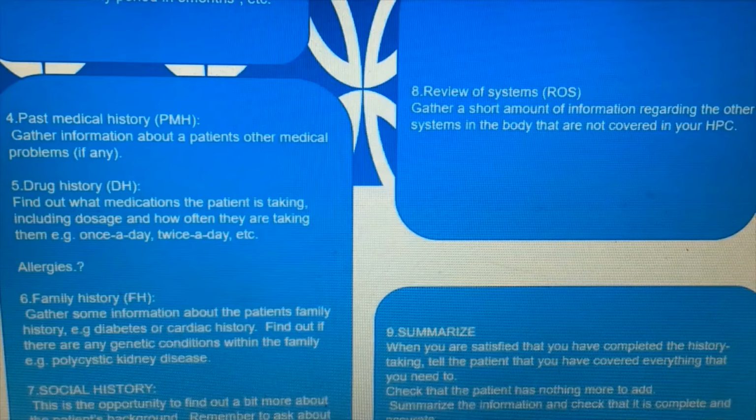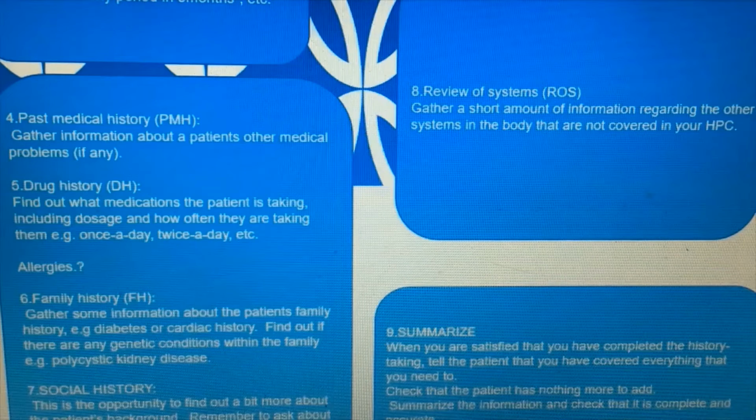Then move on to drug history. Here you have to find out what medication the patient is taking, including the dosage and how often they are taking them, once daily or twice daily. Then ask the patient about allergies. Do they have any known allergies? And also don't forget to ask them if they have any surgical history.